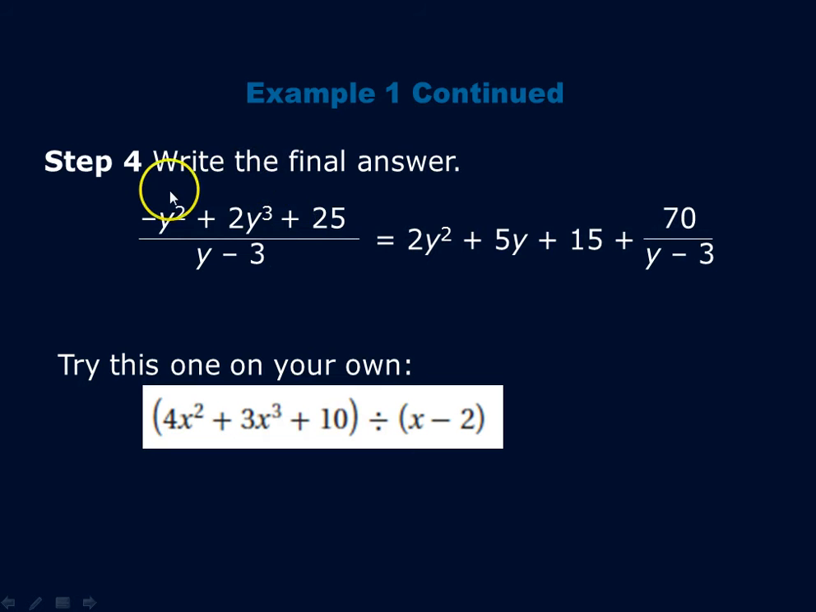Alright, here is our final answer. Here's what we started with, divided by y minus 3. We took our quotient here plus our remainder over our divisor. That is our whole and complete answer. Now, hopefully y'all have understood this. If not, come tomorrow with questions. That is fine by me. And now try this one on your own. Alright, thank you.